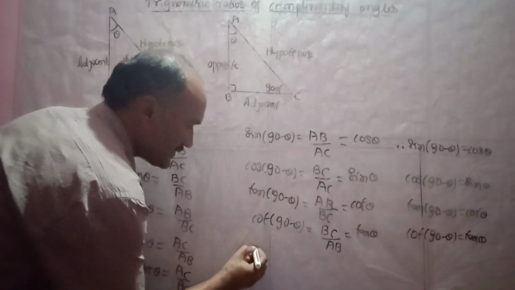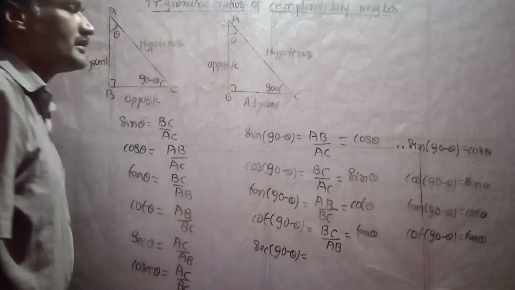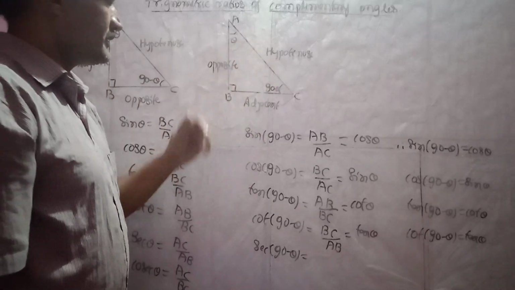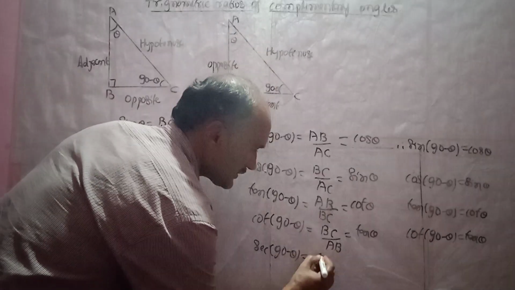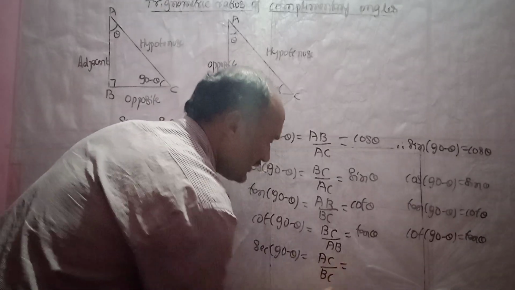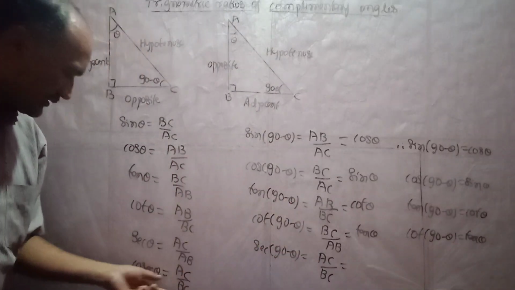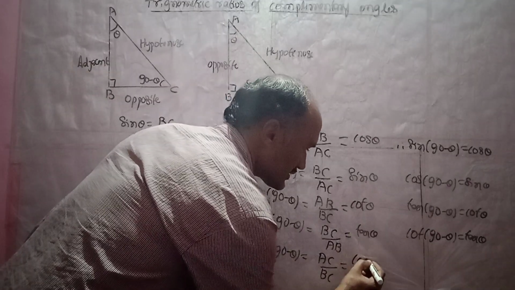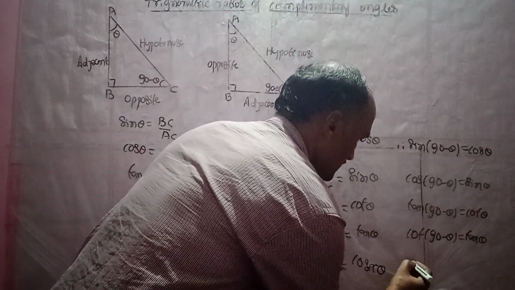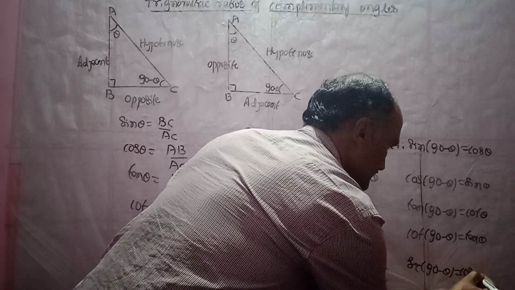Similarly we can write secant 90 minus theta. Secant 90 minus theta is hypotenuse by adjacent. Hypotenuse is AC, divided by adjacent BC. So AC divided by BC is cosec theta. So secant 90 minus theta is equal to cosecant theta.